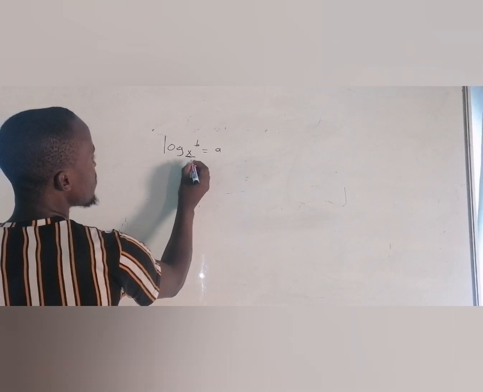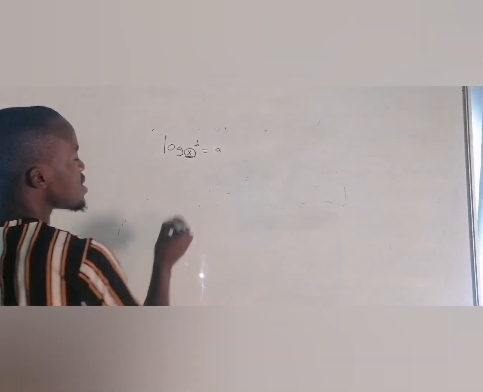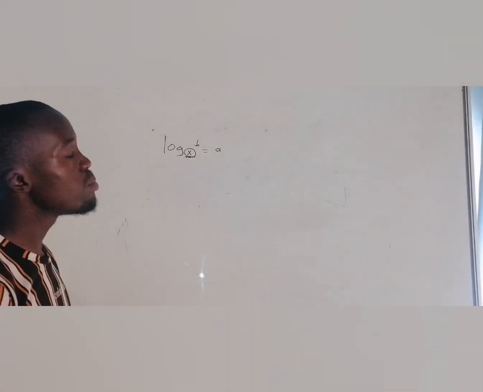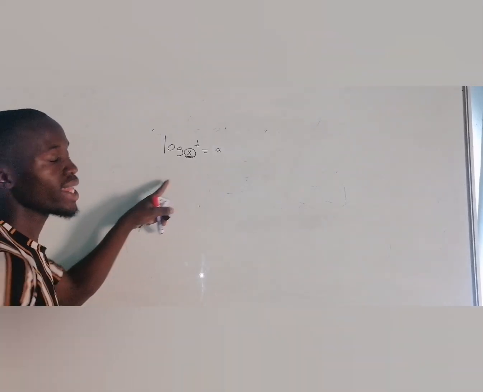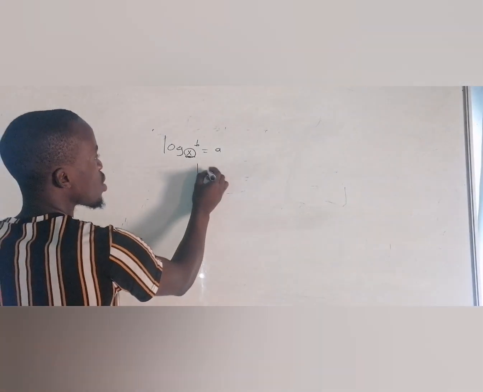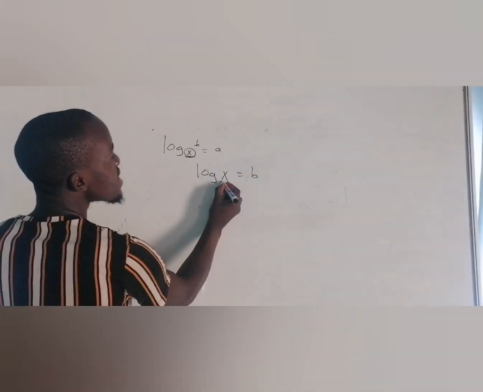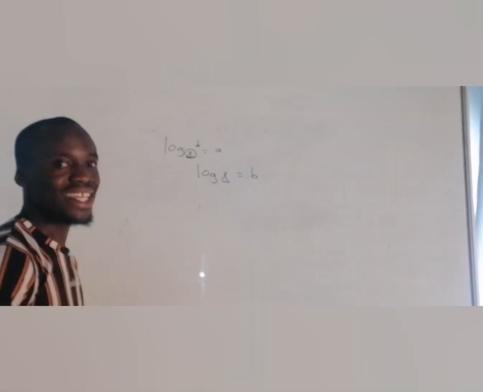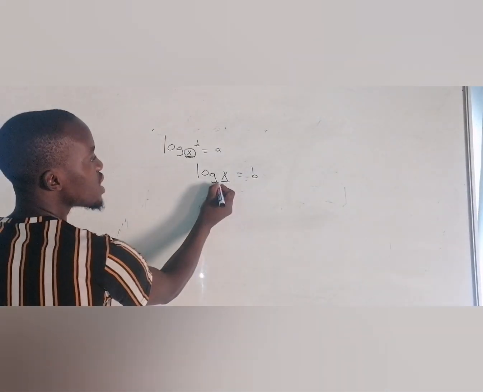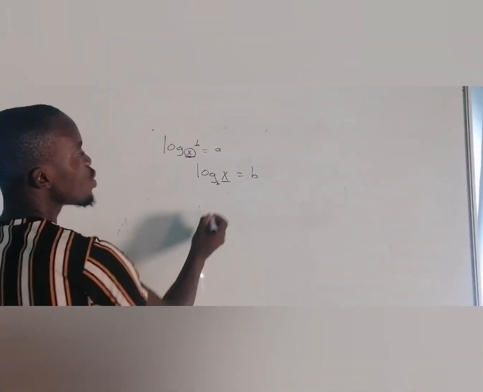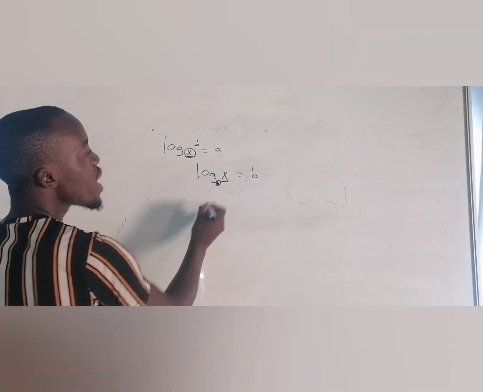So if you are not given the base, you must always assume that the base is always 10. For example, they can give you something like this: log x equals b. This x is not the base, but it is an exponent. You are not given what? The base here. So if you are not given the base, it is always 10.